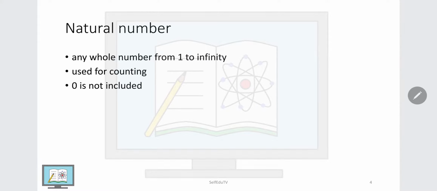A natural number is any whole number from 1 to infinity. These numbers are used for counting, and because they are used for counting, 0 is not included. Examples of natural numbers include 1, 2, 3, 4, 5, and so on.